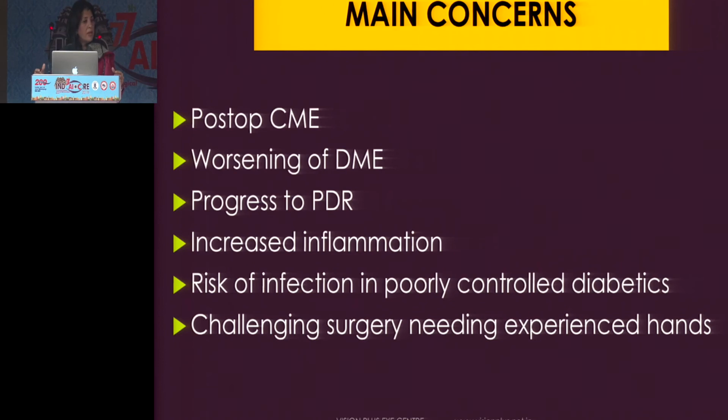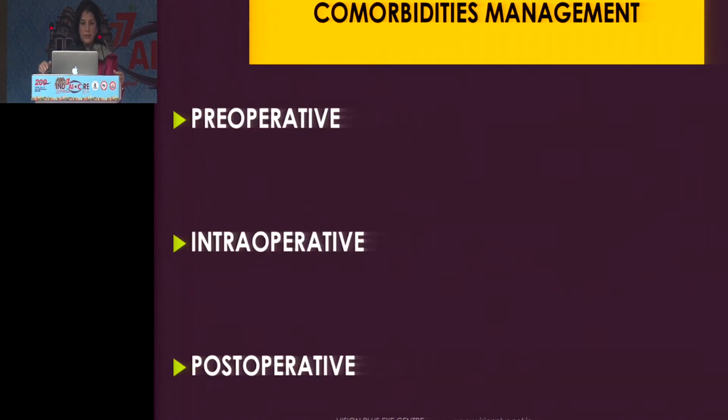So what are our main concerns? Our main concerns are post-op cystoid macular edema, a worsening of your diabetic macular edema. These cases can progress to PDR. You can have increased inflammation. They're also more prone to infections. And these are challenging cases which really need experienced hands. We need to take care of the comorbidities, which could be preoperative, intraoperative, and post-op, and I'll be talking about this.